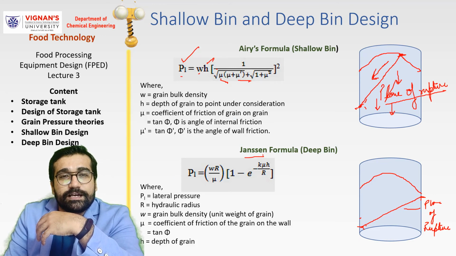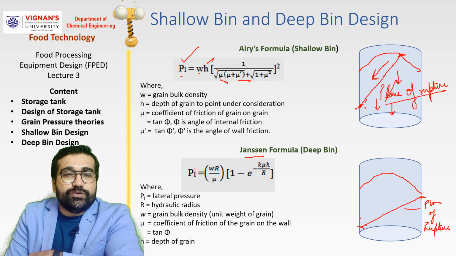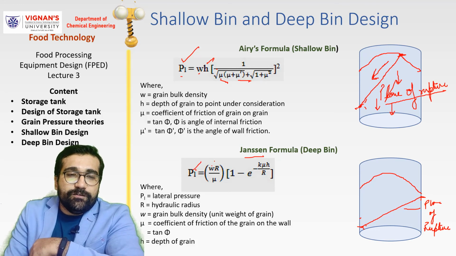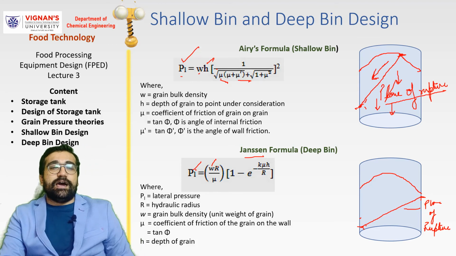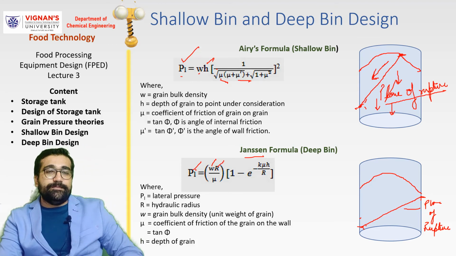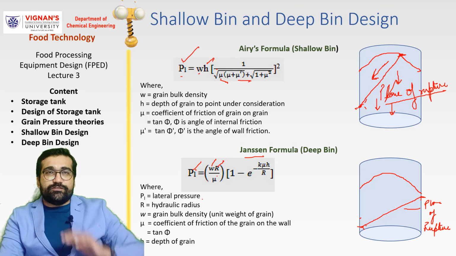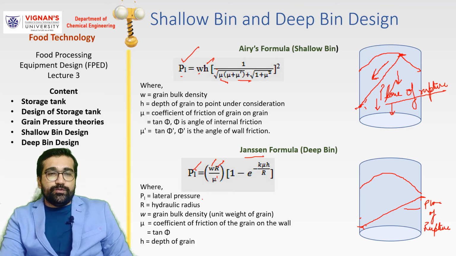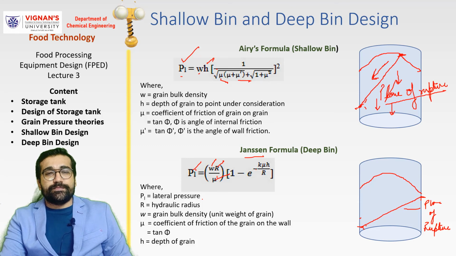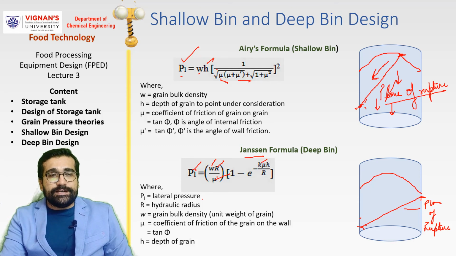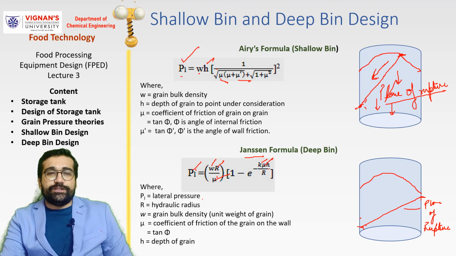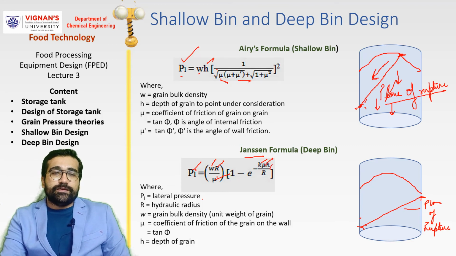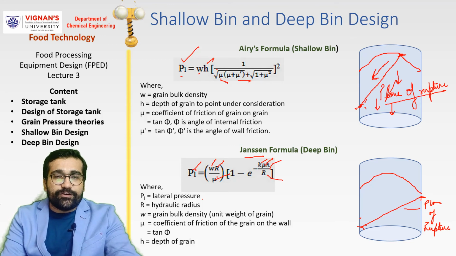Next is the Janssen formula. The Janssen formula is for deep bin. Again here PL is the lateral pressure and W is the grain bulk density. R is the hydraulic radius of the silo. Mu is again the coefficient of friction. E is exponential and K is the constant. H is the depth of grain at which we are going to find out the pressure, and R is the hydraulic radius again.